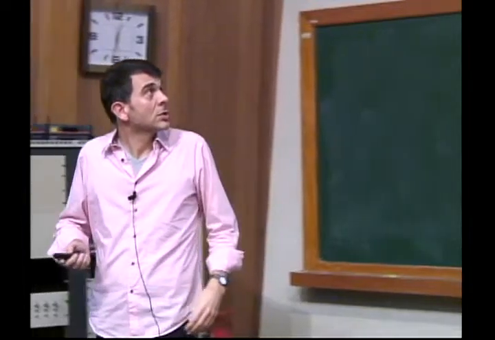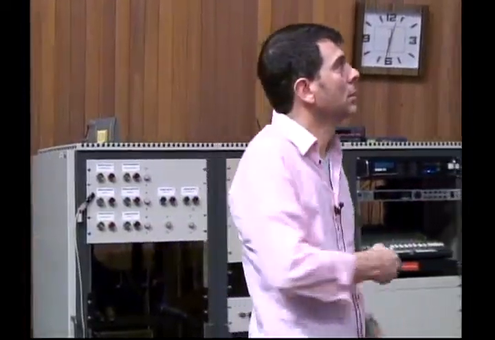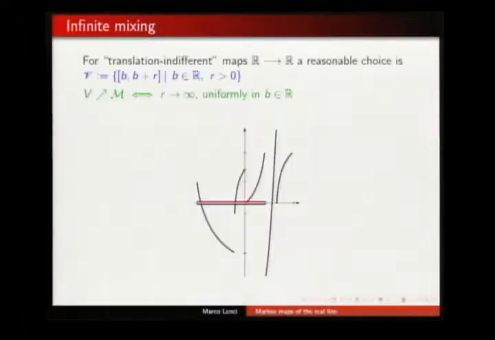We want that both for physical reasons and also for mathematical reasons. Did I skip something? No. Okay, that's the next slide. So let's go back to our maps. If you have a translation indifferent map, it simply means that you have a map and you translate it, and of course it's a different map, but it doesn't look too different. It's a map of the same nature.